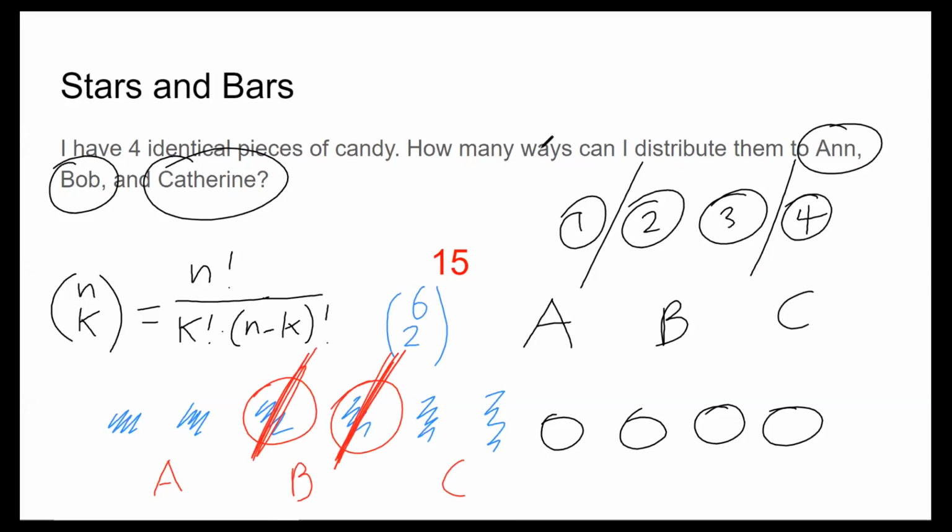Every single one of the 6 choose 2 equals 15 combinations of sticks and candies corresponds to exactly 1 arrangement of distribution of candies. So that's why the answer is 6 choose 2 equals 15.